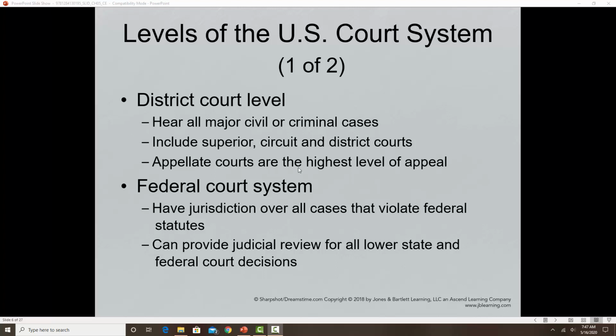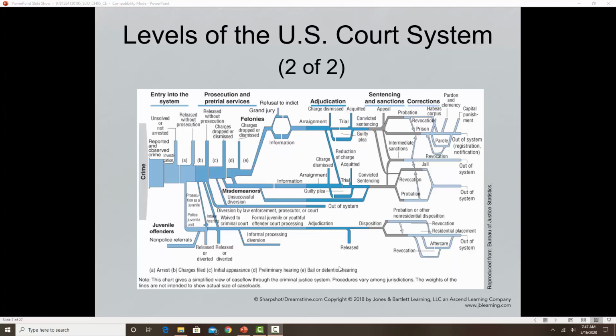So every state has their rights, but then we also have a completely separate federal court system. It has jurisdiction over cases that violate federal law. The federal court system also has courts of appeals. And then, of course, we have the highest court in the land, which is the ultimate court of last resort, which is the United States Supreme Court.